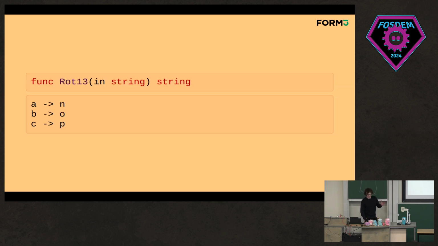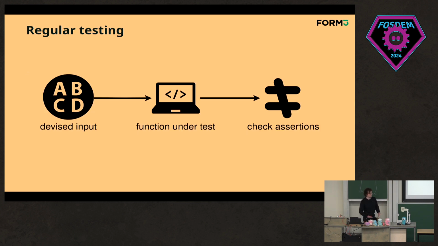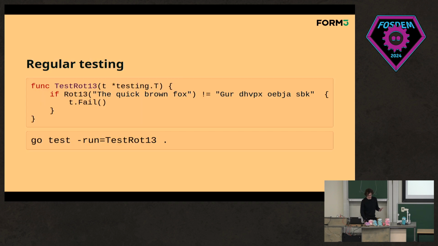So let's assume we have a simple function. It accepts a string, mutates it, and gives you a transformed string back. It transforms each character in the alphabet to the character 13 positions later. You get N for A, O for B, and P for C, and so on. In your regular testing, you'll come up with some inputs. You put those inputs into the function, and then you make assertions on whether the output is correct. You're all familiar with this. Probably you can run this using your standard Go CLI.